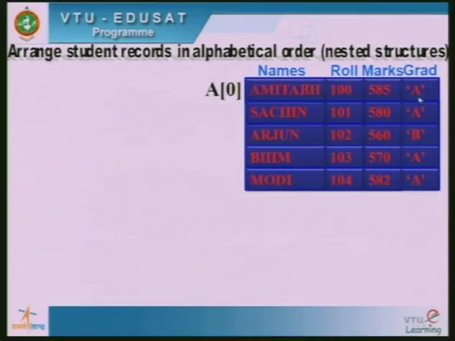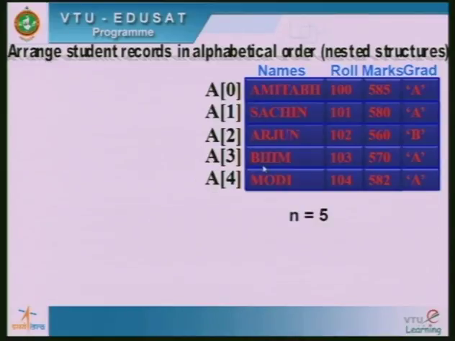Now first let me try to access this data. The name, roll number, marks and grade can be accessed using A of 0. This can be accessed using A1, and this can be accessed using A2, A3 and A4. Now A0 contains one structure, A1 contains another structure, A2, A3, and A4 also contain structures. Now tell me, what is this A? Definitely A is an array. Array of what? Array of structures. Now let us see how many elements are there here. 5 elements, 5 names I have to arrange.